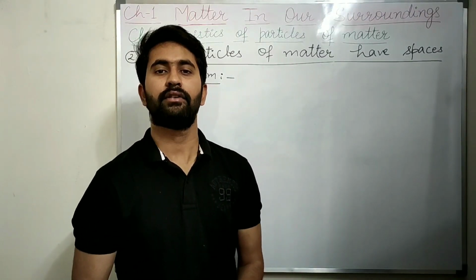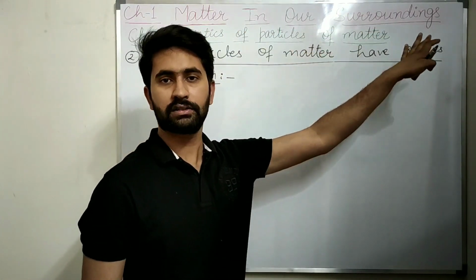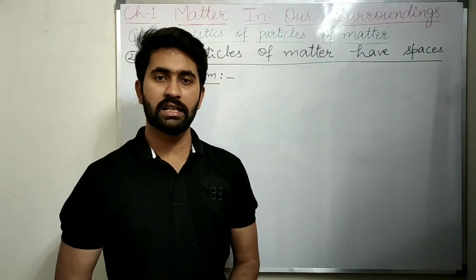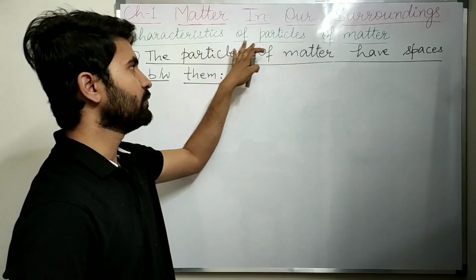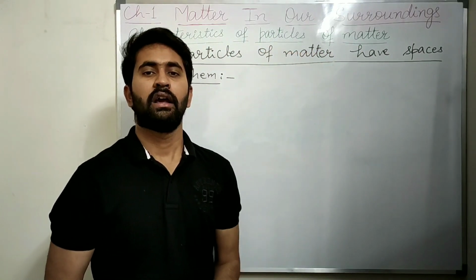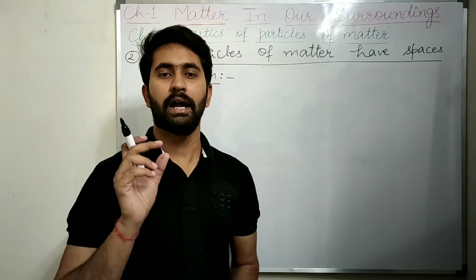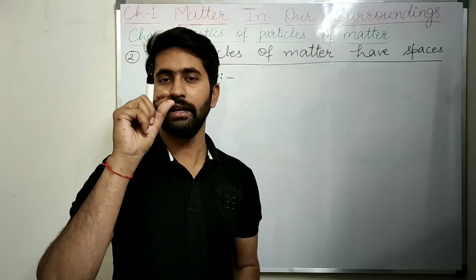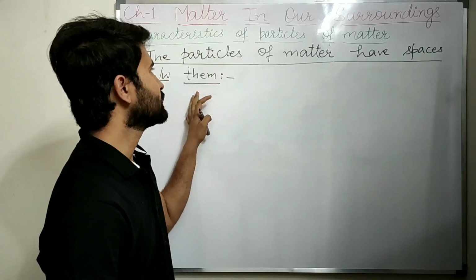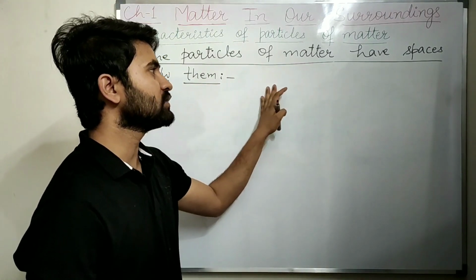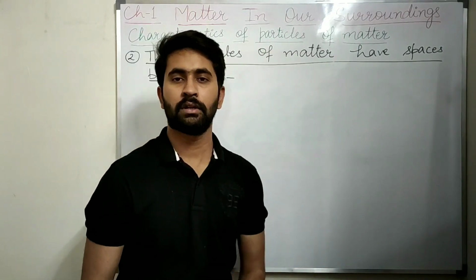We are reading the first chapter of chemistry, that is, Matter in Our Surroundings. In the last video, we started the topic characteristics of particles of matter, and we read the first characteristic, that the particles of matter are very small. Now we will read the second characteristic, that the particles of matter have spaces between them.